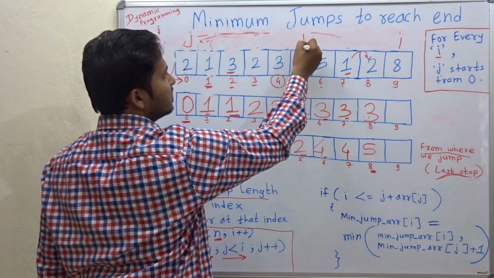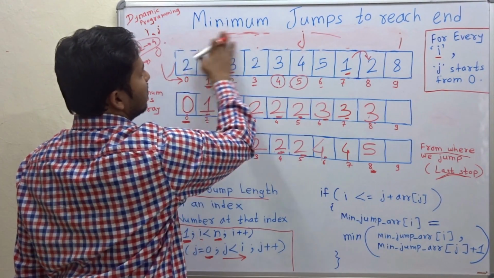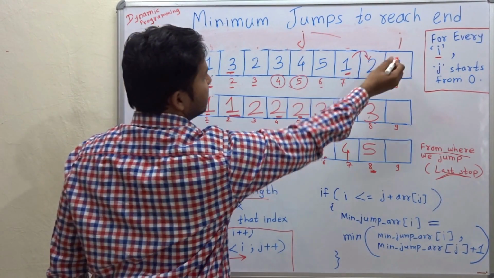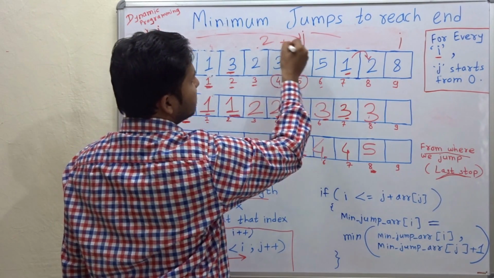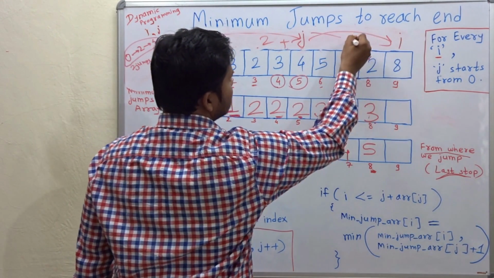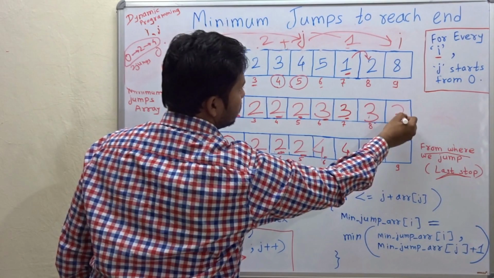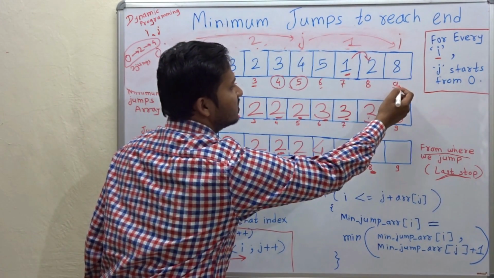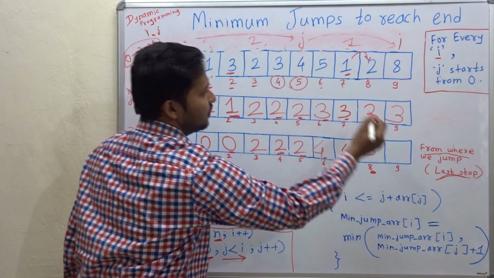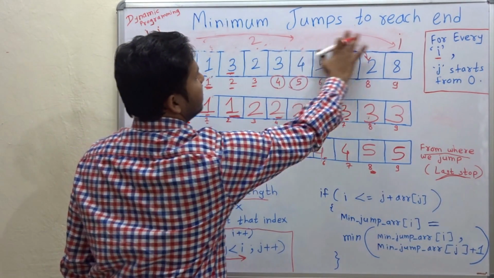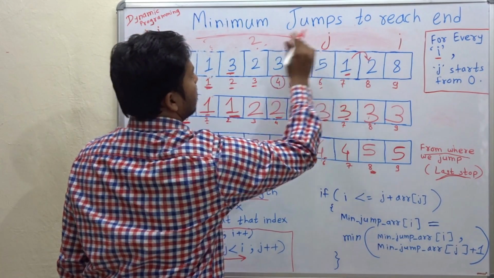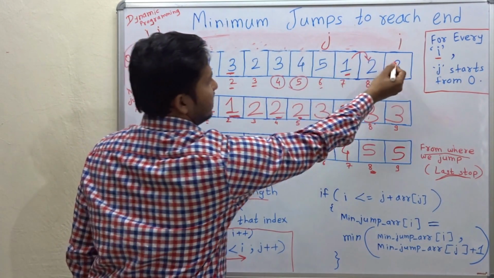Till that index I is not in range, and at the 5th index I is in range. So to reach j, 2 jumps plus we can have 1 jump. So 2 plus 1 is 3. So 3 jumps. So from where do we reach the 9th index? From the 5th index. So I write 5 here, and now I increment j. So see, yes, it is in range.